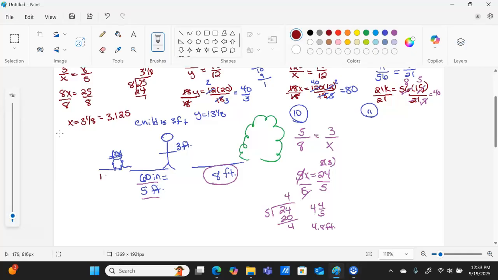In number 11, the cat casts an 18-inch shadow. So this is 18 inches, which is 1.5 feet if you want it in feet. And we are looking for the cat's height. So we're going to relate that to the kid here. So the kid compared to the cat in height equals the kid's height compared to, or the kid's shadow compared to the cat's shadow.